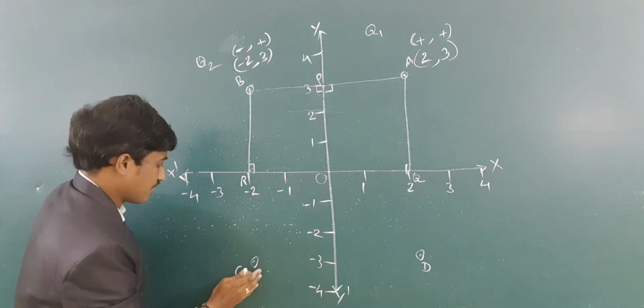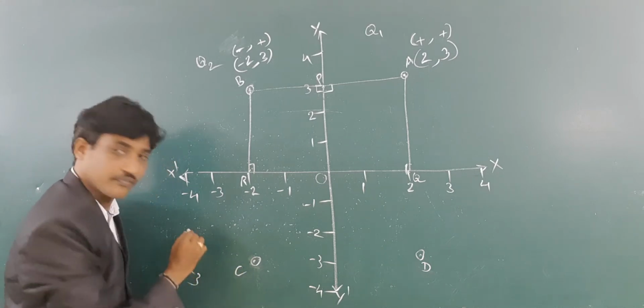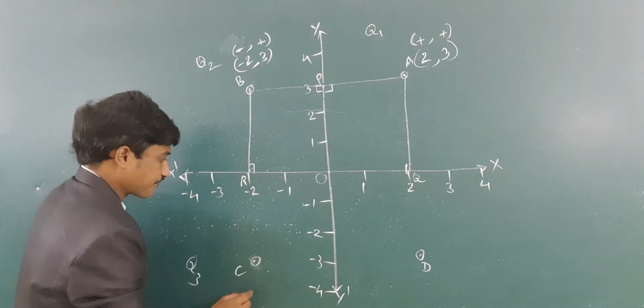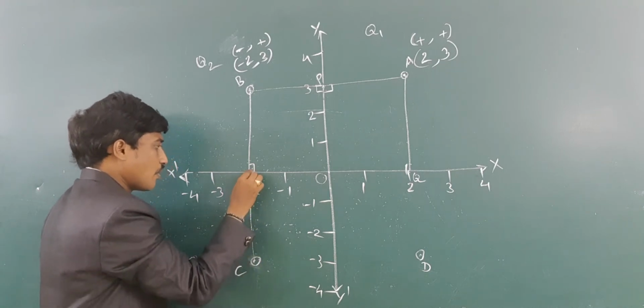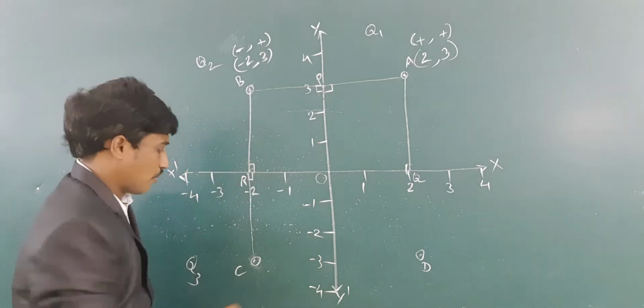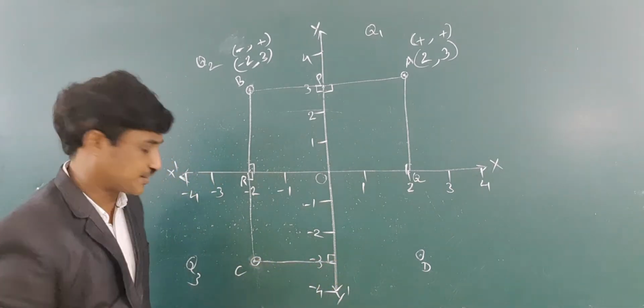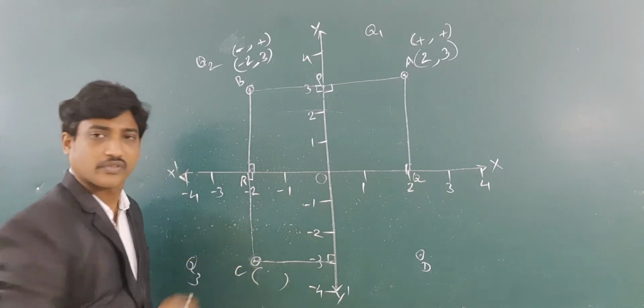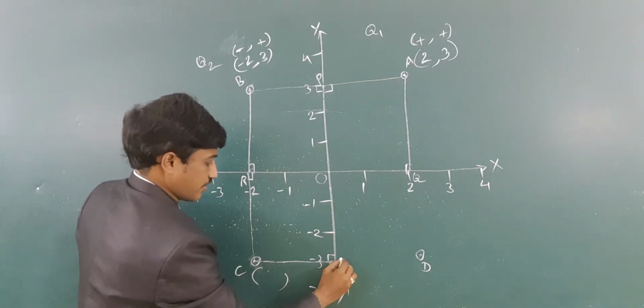Here, let us see the point in the third quadrant Q3. The distance from the given point to the y-axis is called the x coordinate. Here, in Q3, let me take this point as S.